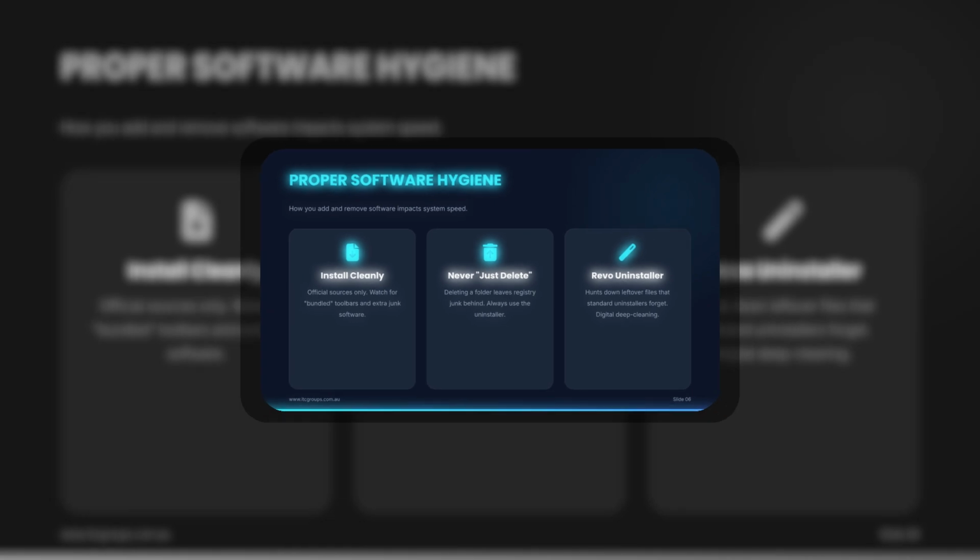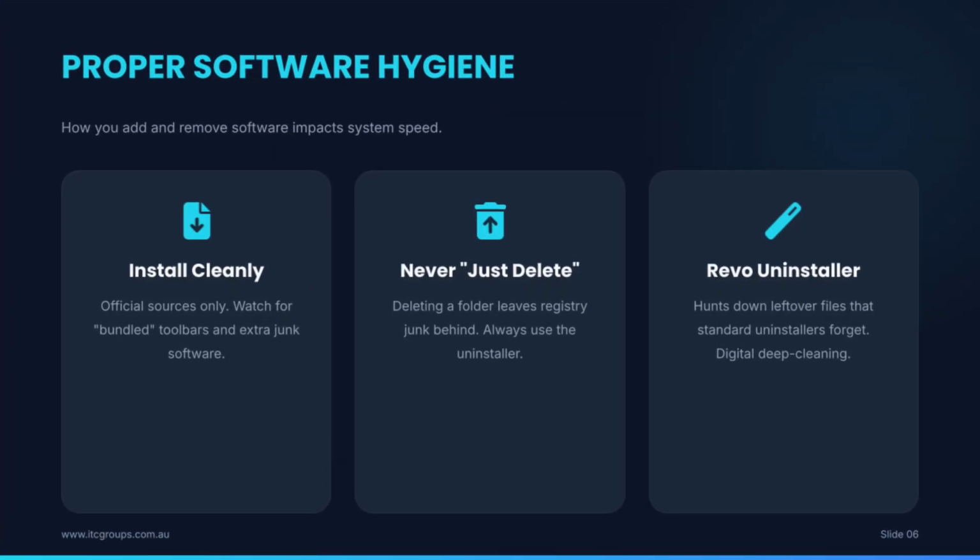Installing software correctly, that was a bigger deal than I expected. People rush through installation screens without reading them, and that's how you end up with 3 extra toolbars in your browser and an app you never wanted launching on startup. Always download from official sources, watch for bundled software, untick those boxes, and pay attention to where things are installing.